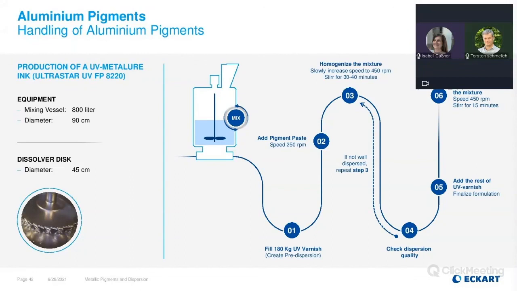This overview shows you our production step, how we process a metallic UV paste, for example, into an ink. We fill the vessel parts with the UV varnish ingredients. After that, we add the pigment paste. Then it's all pre-dispersed until it's homogeneously dispersed. We do this glass plate check. If it still contains agglomerates, we go back and stir more. And if the check is okay, we add the rest of the UV varnish, and then we remain to disperse to the real ink formulation. And I think this is how we can make sure that no agglomerates and no lumps are in our ink.